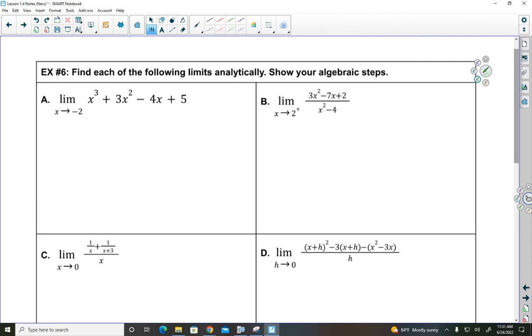Otherwise, here we go. First thing I recognize about the limit in part A is that it's polynomial. I should be able to use direct substitution on this one. I'm just going to write that, direct substitution, d.s. So if I plug in a -2 and evaluate, we can figure out what our limit is.